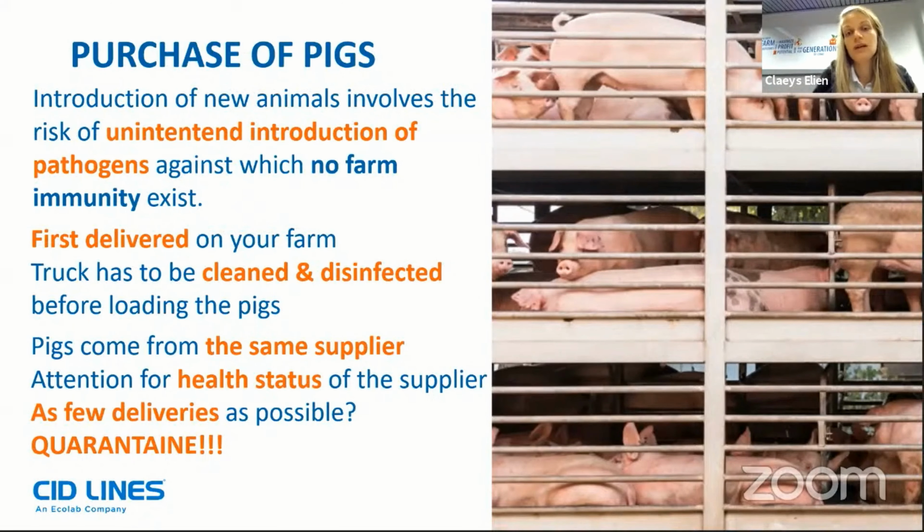Make sure that if you have a new delivery, they deliver first on your farm, because transport is a high risk. They go from farm to farm. If cleaning and disinfection is not properly done, it's a high risk to introduce the disease on your farm as well.